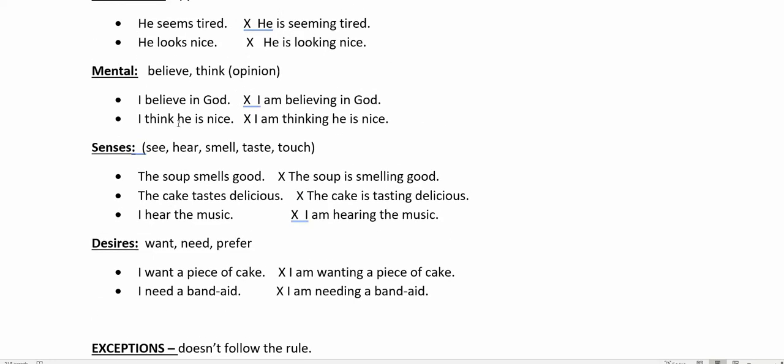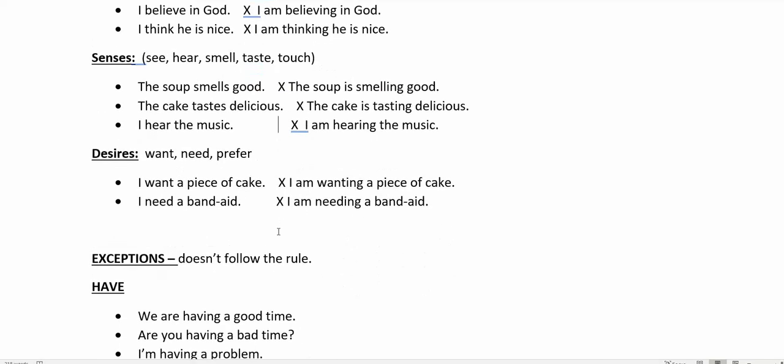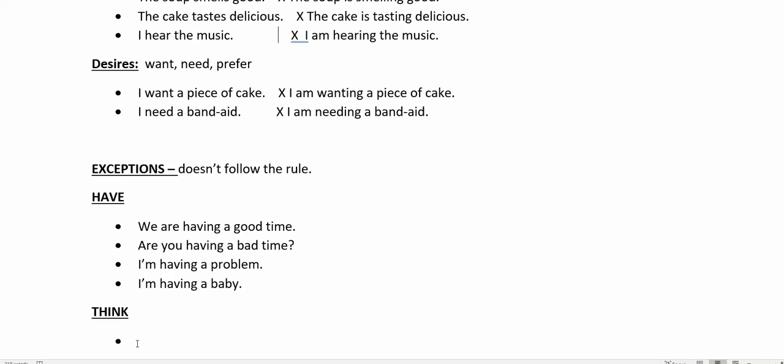Think, as I told you up here, it's a mental verb. We do not use mental verbs in the progressive. We are giving our opinion here. I think he's nice. I think the class is good, right?